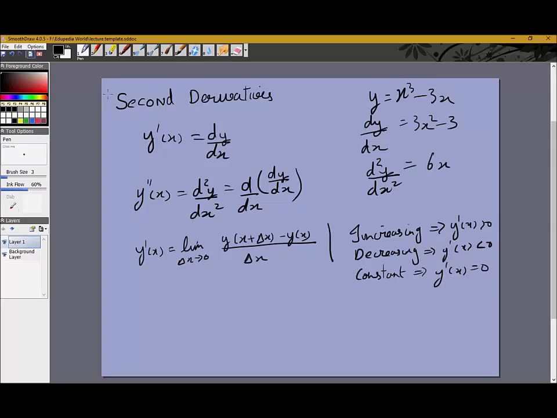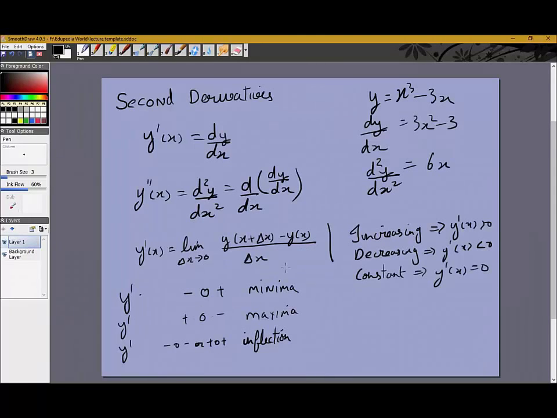Now this is for y. So if y is increasing, y dash x is greater than 0. If y is decreasing, y dash x is less than 0. If y is constant, y dash x is equal to 0. Right. But we want y dash. Remember, if y dash goes from negative to 0 to positive, it's a minima. If y dash goes from positive to 0 to negative, maxima. And if y dash goes from negative to 0 to negative or positive to 0 to positive, it's the point of inflection.